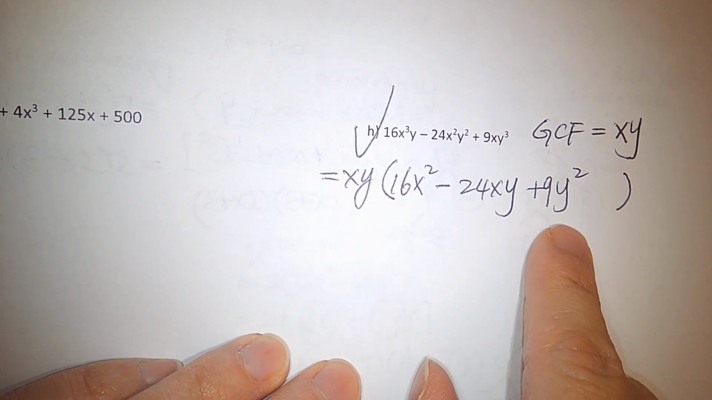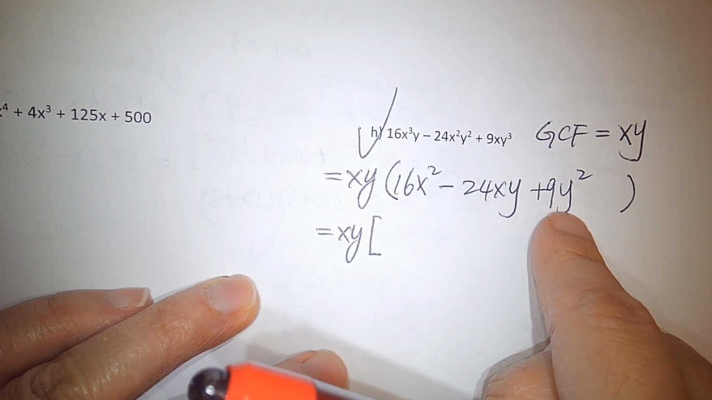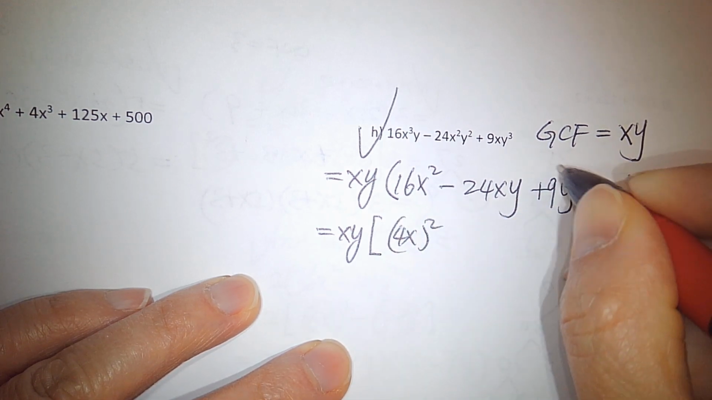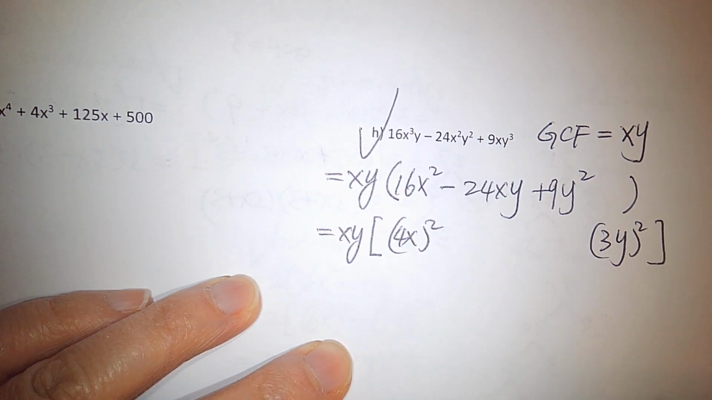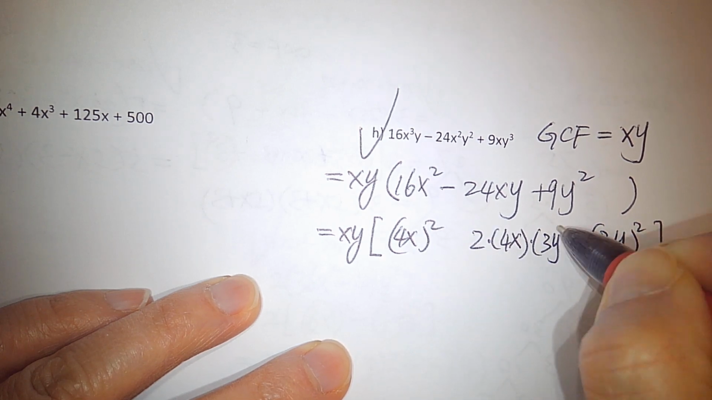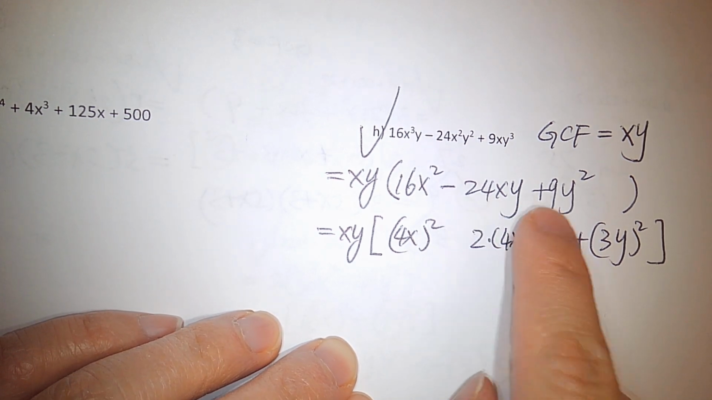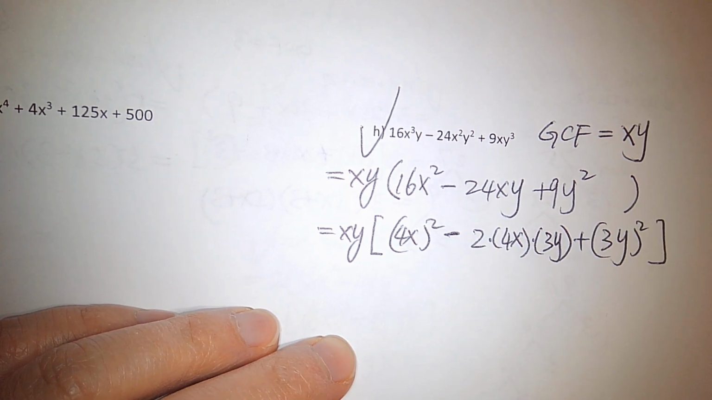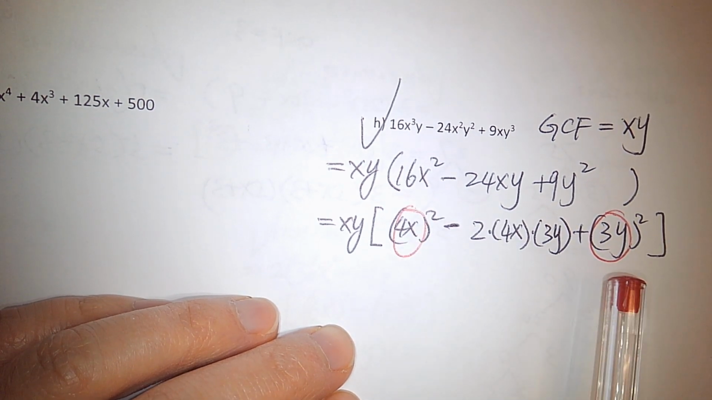Are we able to use the formula? Let's check. Do you have two perfect squares? 16x squared can be written as 4x squared, and 9y squared can be written as 3y squared, right? If the middle term exactly equals twice times 4x times 3y, 2 times 4x times 3y equals 24xy? Yes, it is, and it's negative. So what are the a and b? A is 4x, b is 3y.